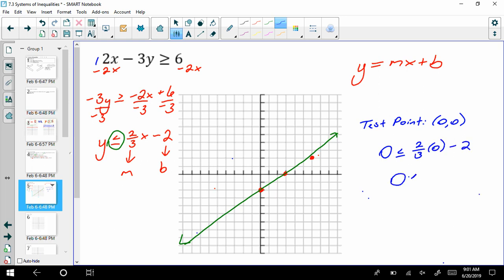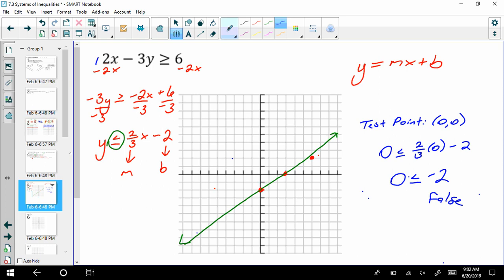So I'd get 0, 2/3 times 0 is 0, minus 2 is negative 2. So if you look at that, it says 0 is less than or equal to negative 2. Is that true? Does that make sense? No, that's false. That does not make sense.